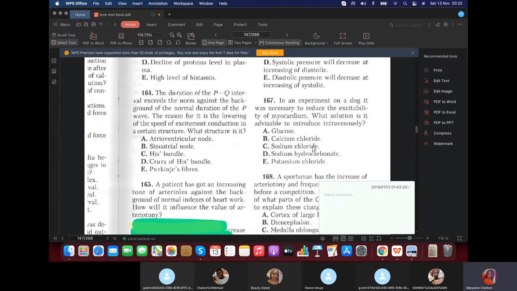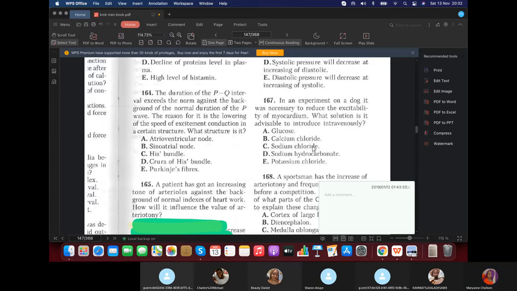In an experiment on a dog, it was necessary to reduce the excitability of the myocardium. What solution is it advisable for you to introduce? So what you want to do, you want to reduce the excitability, so you want to cause what? Hyperpolarization. If you want to increase the excitability, you want to increase the depolarization. So here, they want to reduce the excitability, so they want to cause hyperpolarization. What do you have to introduce?